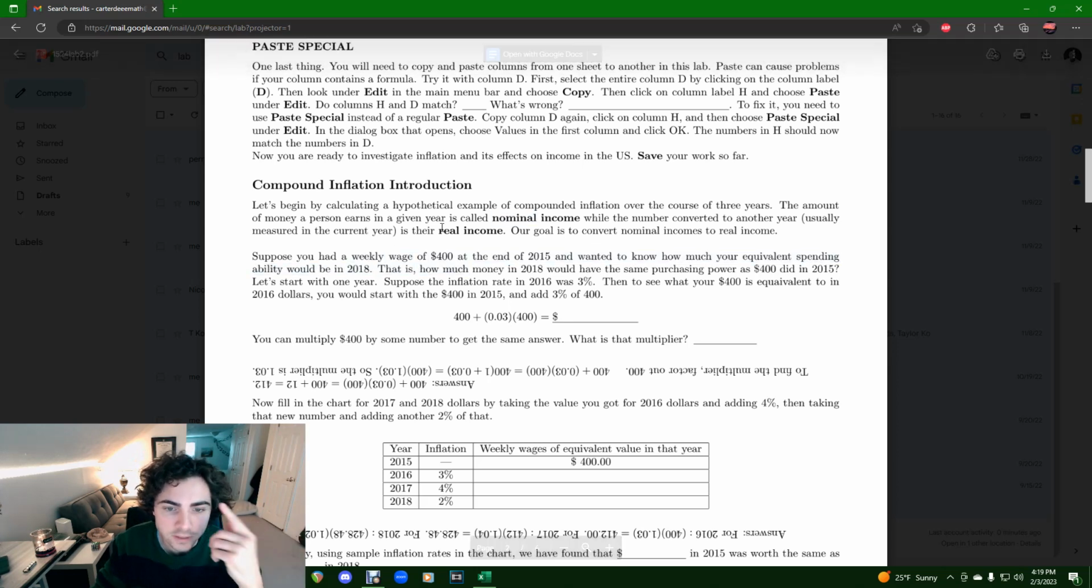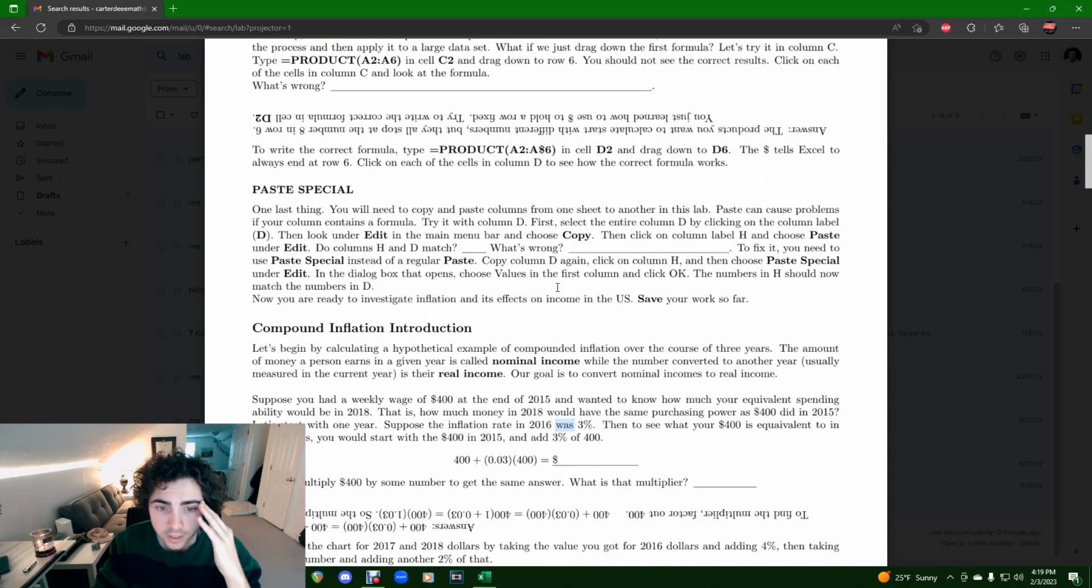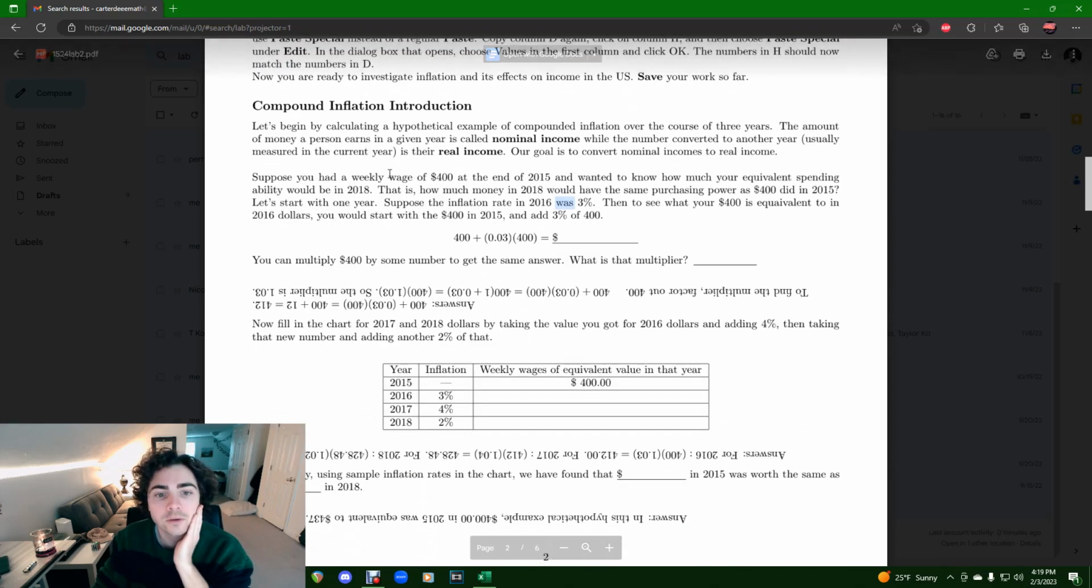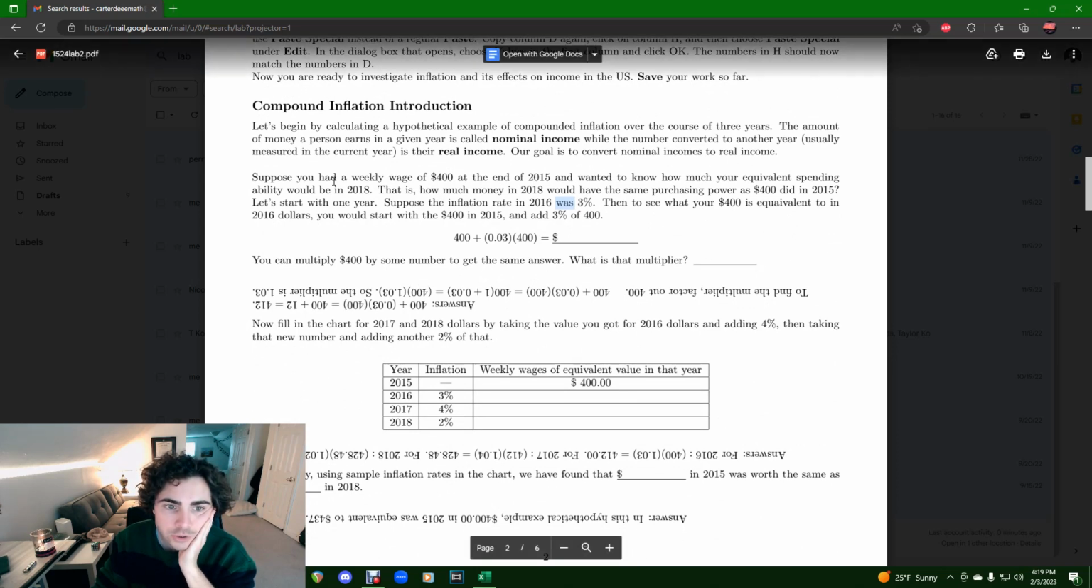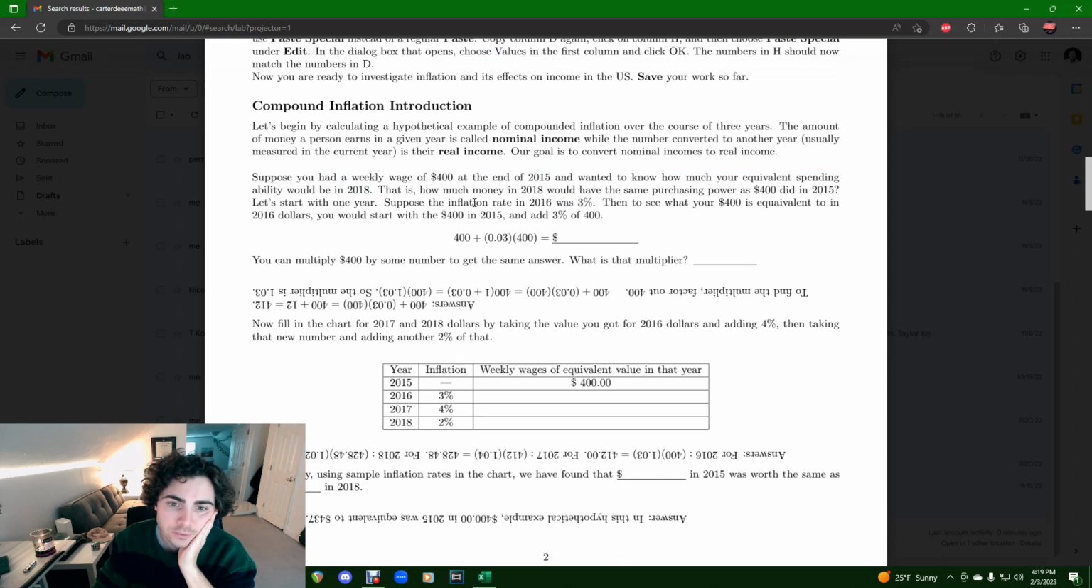So nominal versus real. An example, they say, suppose you have a weekly wage of $400 at the end of 2015, and you want to know how much that would be worth in 2018. To start, they give you the inflation rate in 2016, so 3%. So to go from 2015 to 2016 dollars, you take that 400 and you add it to 3% of 400. That would give you the amount of 2016 dollars that you actually earned in 2015.